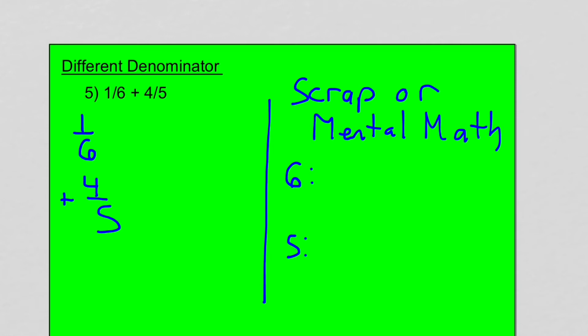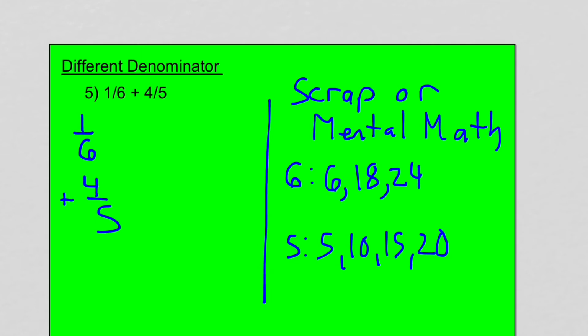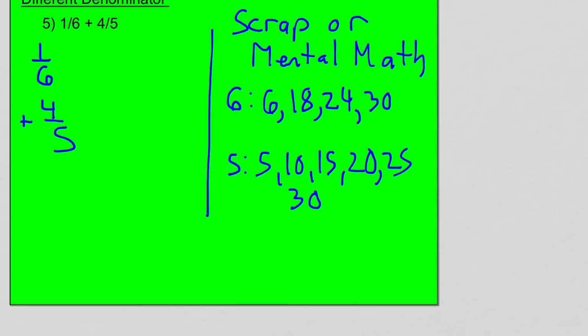So I'll skip count by 5s: 5, 10, 15, 20. And I'll count a little bit by sixes: 6, 12, 18, 24. I want to keep going until I get one that's the same. 25, 30. There we go. So what I say here is the lowest common denominator is equal to 30.